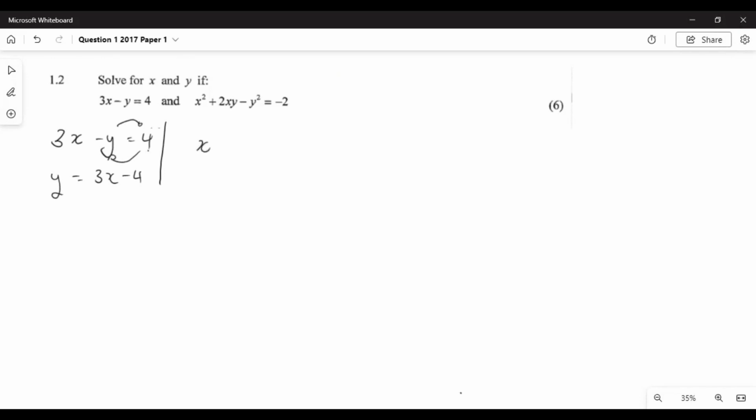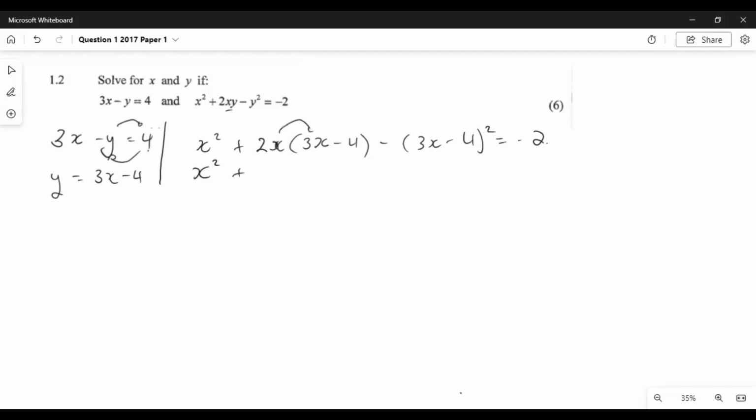So here I have x squared plus 2x. Wherever I see the y, I will go ahead and substitute 3x minus 4. Again, wherever I see my y, 3x minus 4, not forgetting that negative 2. Then I'm going to simplify.